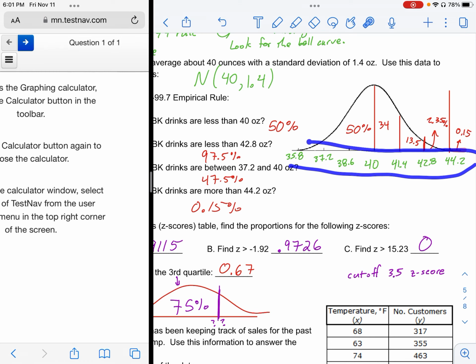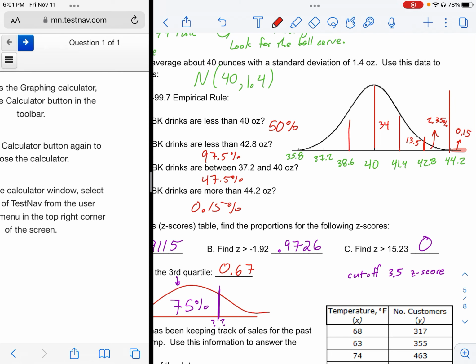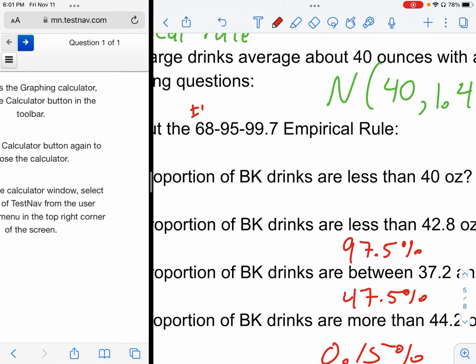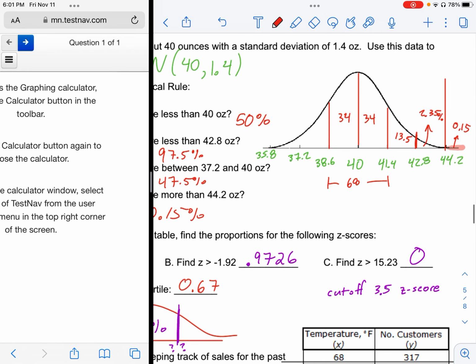I think what I did well was this is good. I labeled my x-axis, but I think to be a little bit more precise, I want to go back and get these percentages on there a little bit better. So the 68 comes from one z-score up or down. So like this part right here is 68%. So plus or minus 1 z-score is 68%. Plus or minus 2 is 95. Plus or minus 3 is 99.7.